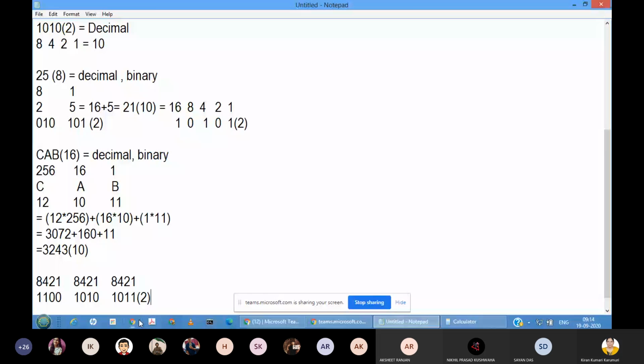Ma'am, can you explain the last step again? Here, CAB यहाँ से कर रहे हैं ना बेटा? Okay. So CAB को हमने ले लिया. CAB is in which language? Tell me.